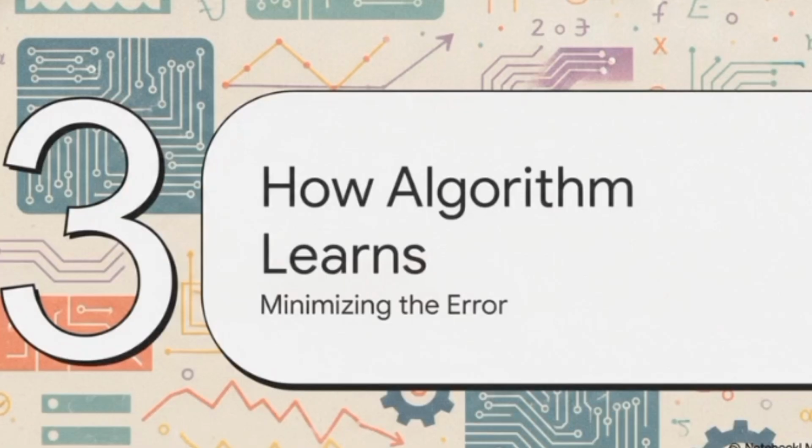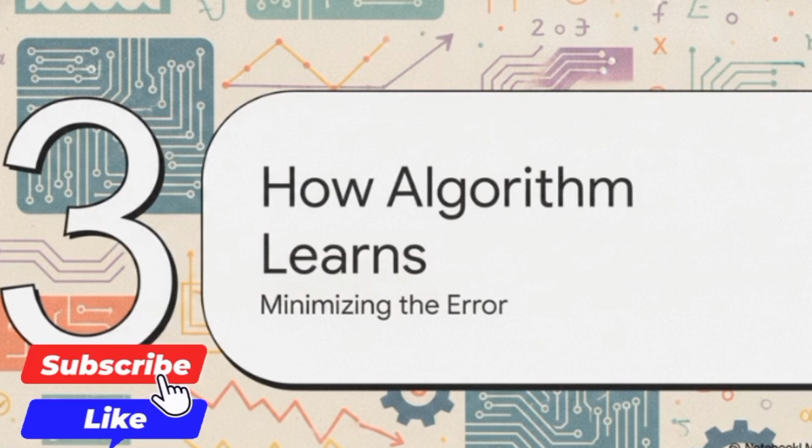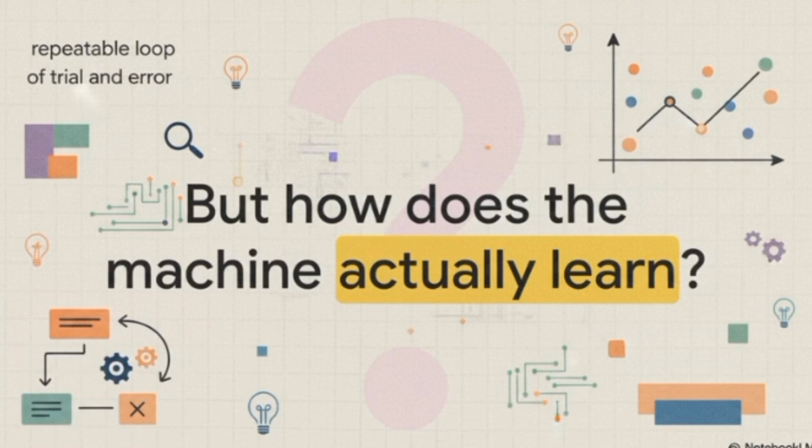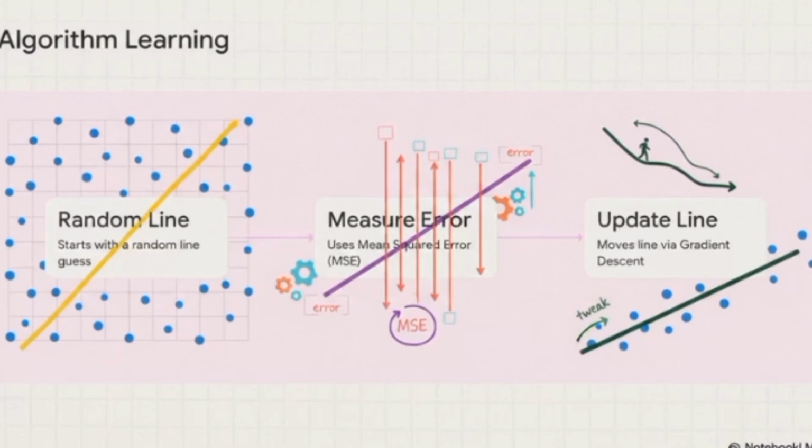Which brings us to Section 3, how the algorithm learns, minimizing the error. We know what it's trying to do, but let's open the hood and look at the engine. How does the machine actually learn? It's a great question, isn't it? Machine learning can sometimes sound a bit like magic, but there's no magic here. Just a really clever, repeatable loop of trial and error. Let's completely banish any intimidation here. Here's the learning loop demystified in 3 easy steps.